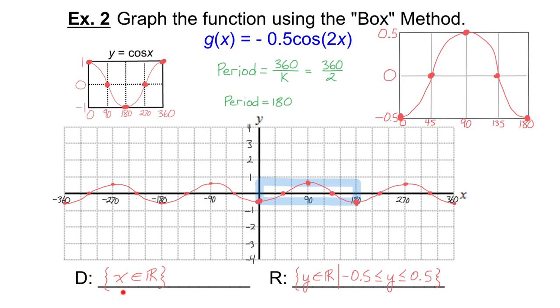And I can find the domain and the range the same way as I did before. No restrictions on x because I can repeat this pattern an infinite number of times in any direction. And the range has these restrictions. Y must be between -0.5 and +0.5. And I can get that from the maximum and minimum values on my box drawing.